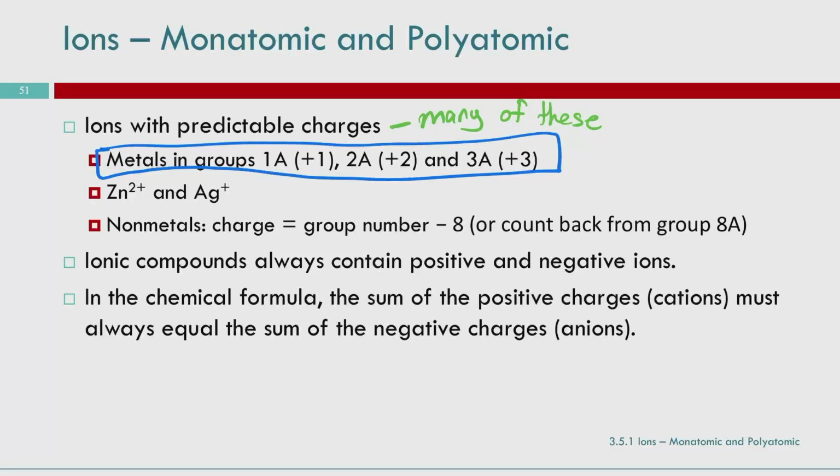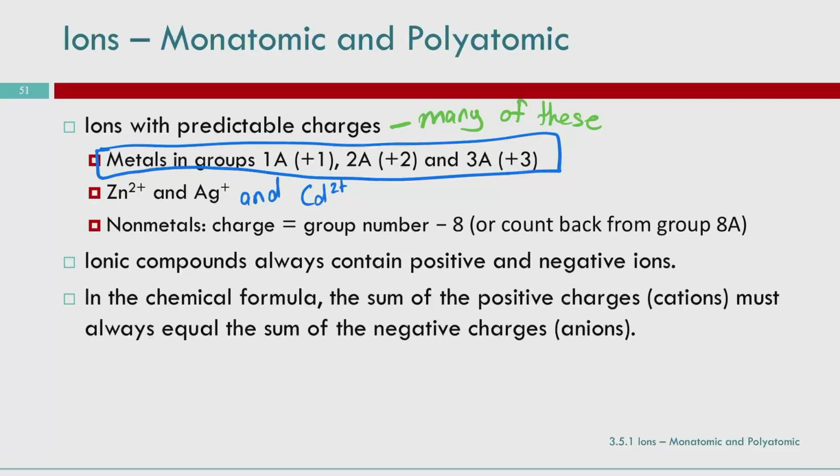We've also got zinc and silver. I think cadmium also shows up sometimes, so I'll add that in. Cd, 2 plus. So zinc, silver, and cadmium, Zn, Ag, and Cd, these are all transition elements, transition metals.